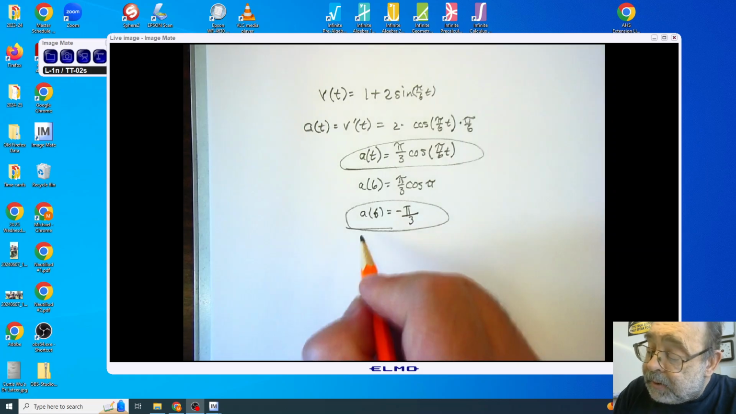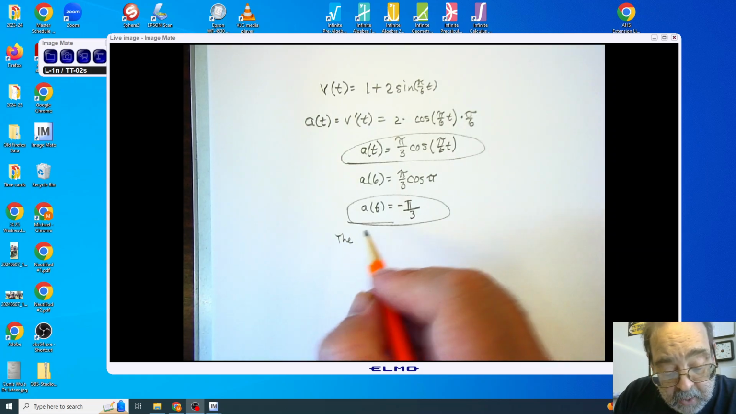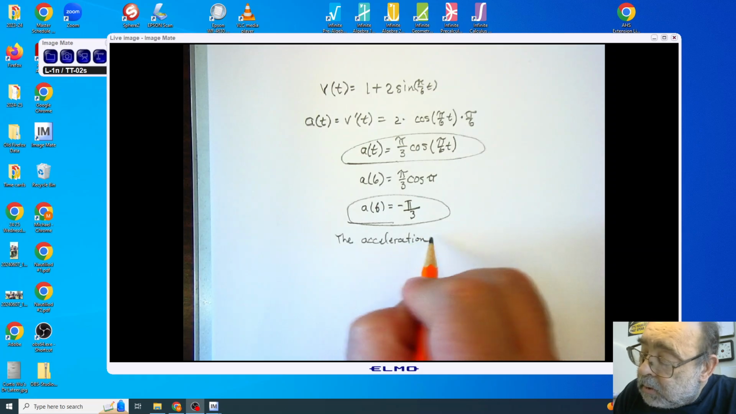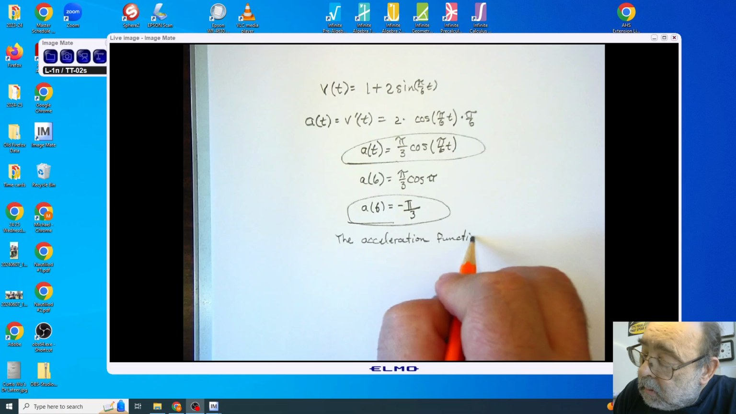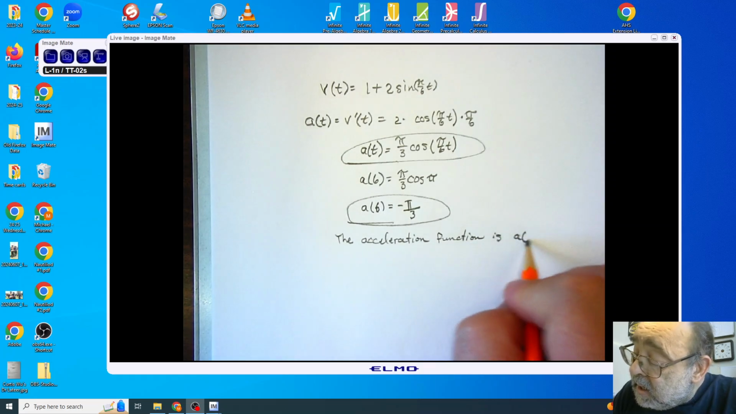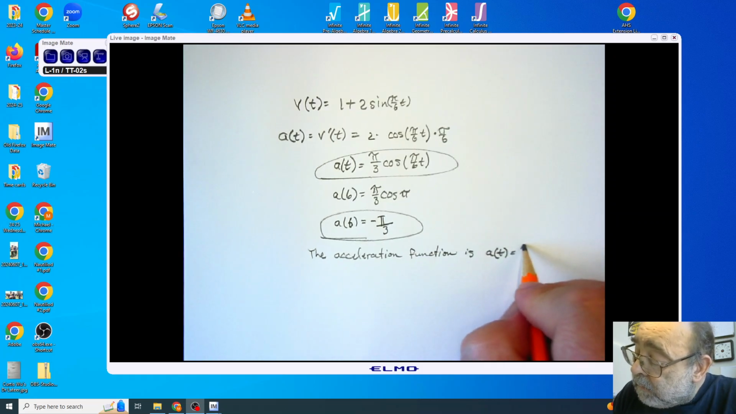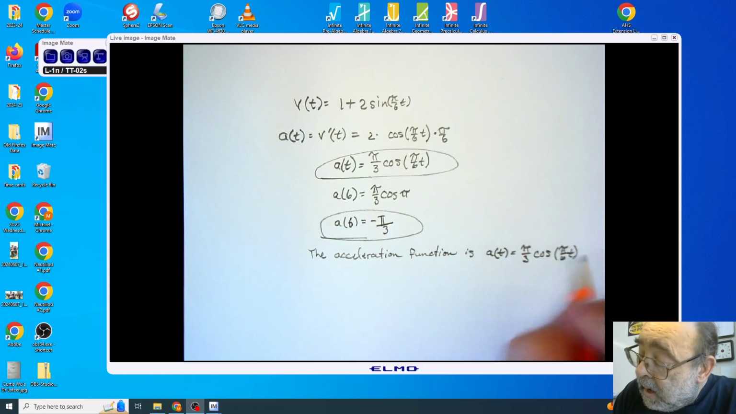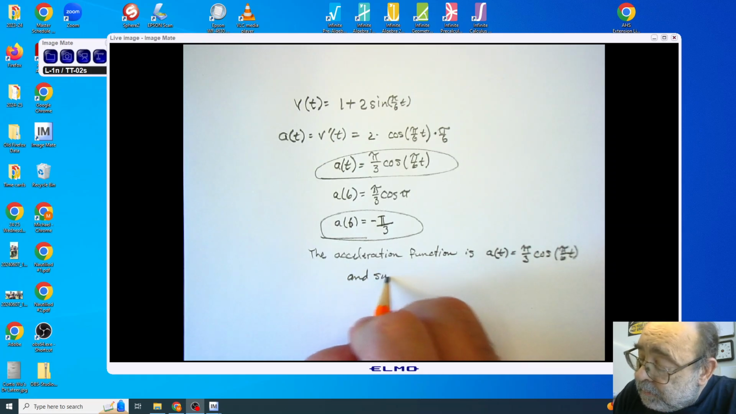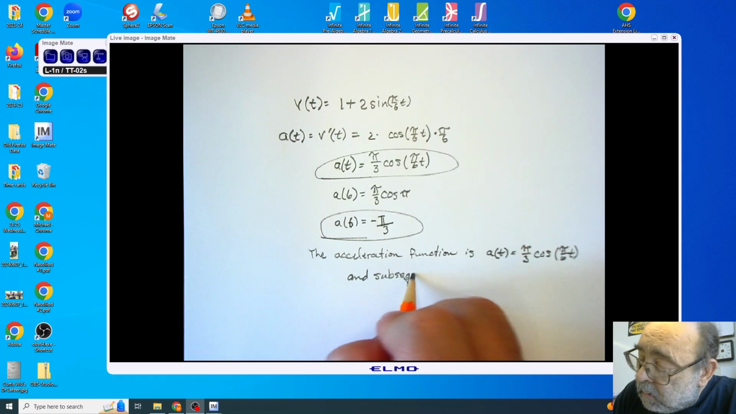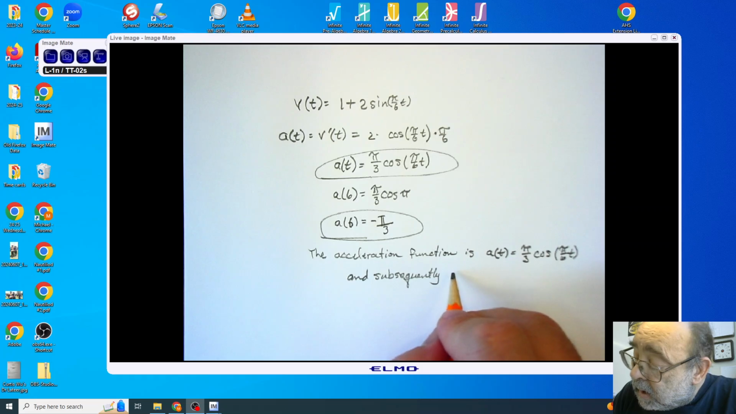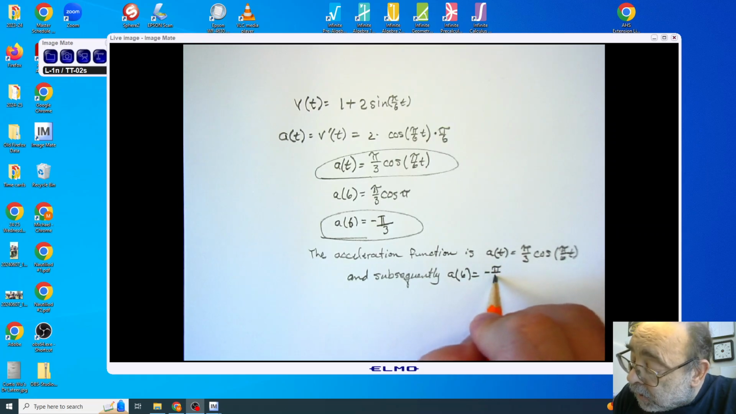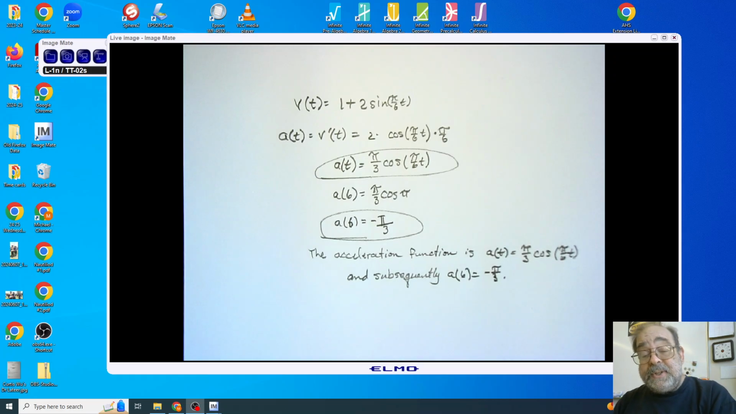So let's just write our answer down. The acceleration formula or function is a of t equals pi over 3 cosine pi over 6t, and subsequently the acceleration at 6 is going to be negative pi over 3. And there's my answer to C.